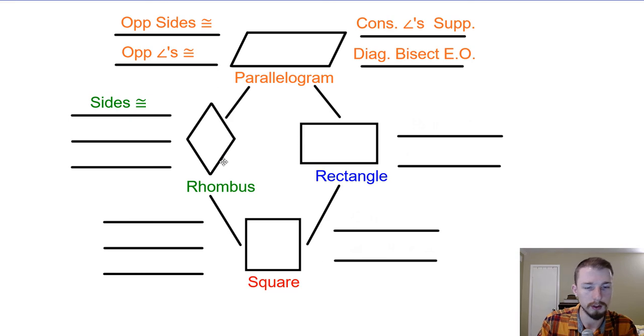All the sides are congruent. That's what it means to be a rhombus. And then like with the rectangle, all the angles are right angles. So we have 4 congruent angles. That's what it means to be a rectangle.